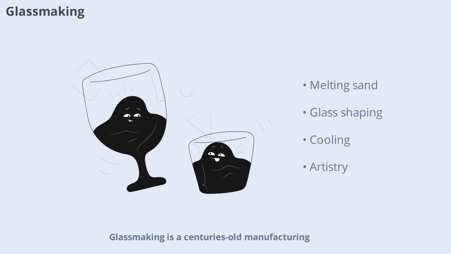Glassmaking is a centuries-old manufacturing process that requires skill and precision. Workers melt sand and other materials, shape molten glass, and cool it to form bottles, windows, and decorative items. Traditional glass factories blend artistry with technical expertise.